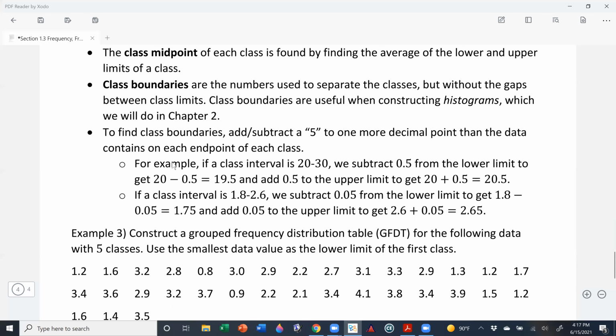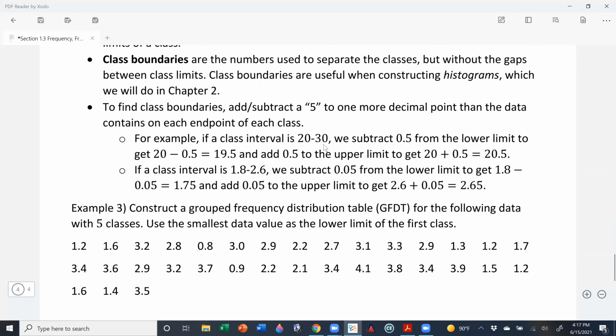If a class interval goes from 20 to 30, for example, what we would do is one extra decimal point with a 5, if we're using whole numbers, would go to 0.5. So we subtract 0.5 from the lower limit 20, which brings it down to 19.5. Then we add that 0.5 to the upper limit of 30. That's a typo right there, this should be 30. I'll fix that when I make a new copy. And that'll be 30.5.